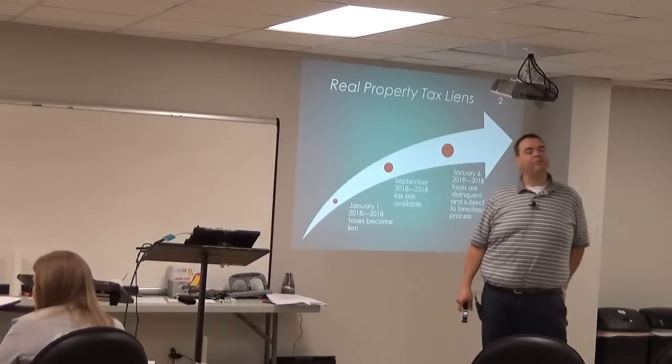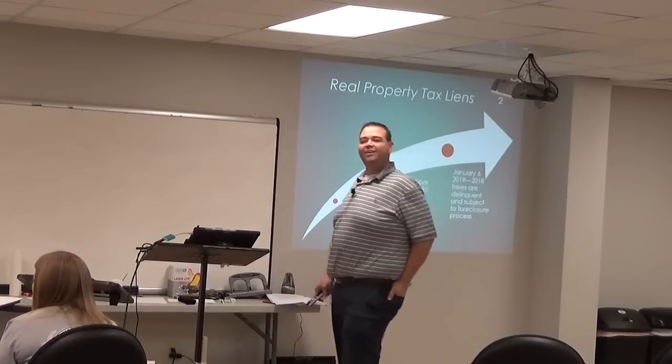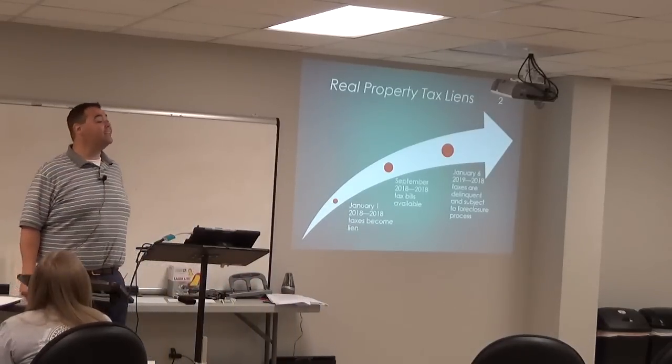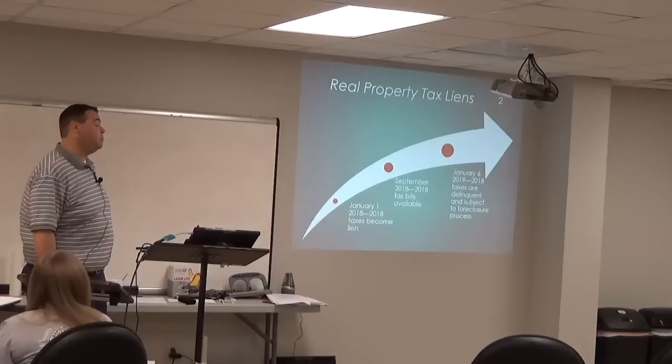When would they become delinquent? Following year. January 6th of the following year. Good. That's the property taxation timetable.